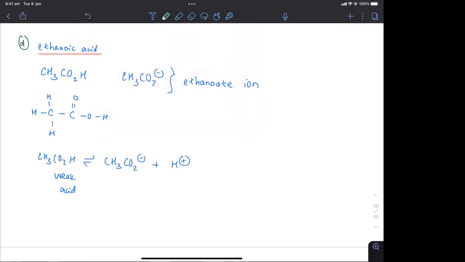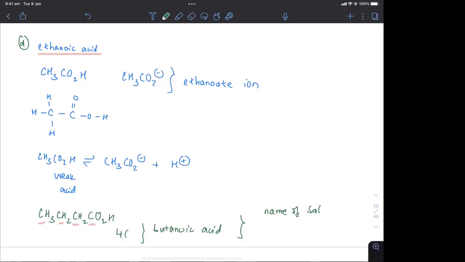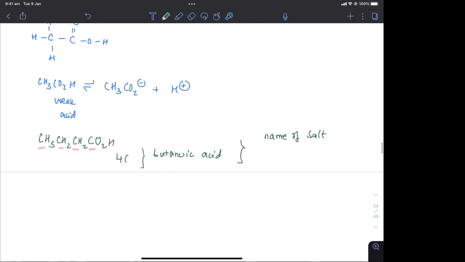I could have gone further. If I give you, I don't know, you might not have done butanoic acid, but if I have CH3, CH2, CH2, CO2H, altogether I have 1, 2, 3, and 4, including the CO2H, I have 4 carbons. A 4 carbon carboxylic acid is called butanoic acid. So what is the name of the salt that I will get then? What do you think, Irene? What is the name of the salt that I will get? Butanoate. Butanoate is going to be correct, okay?